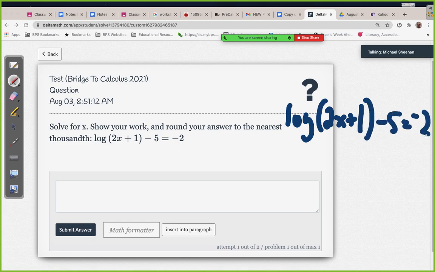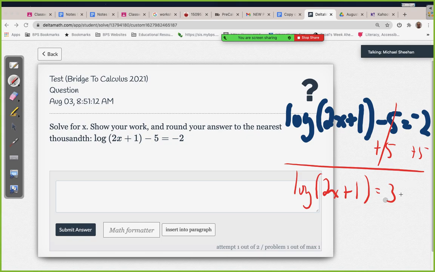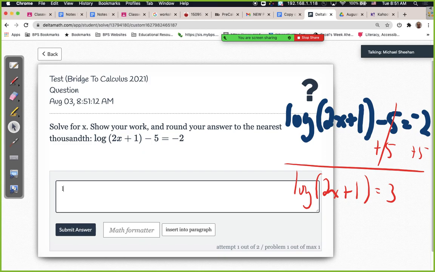This was almost identical to a problem I gave you on the take-home test. All right. What we're going to do is add 5 to both sides. We want to get the log of something by itself. Then rewrite in exponential form. And then we're almost out of here. So first step, log of 2x plus 1 equals 3.